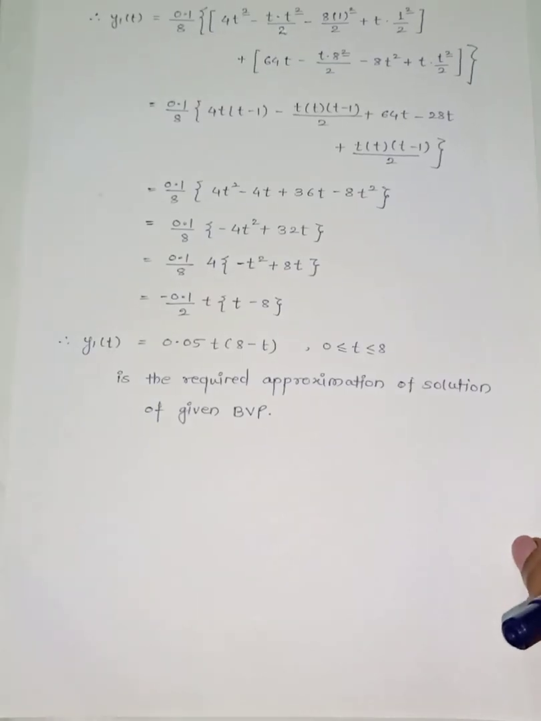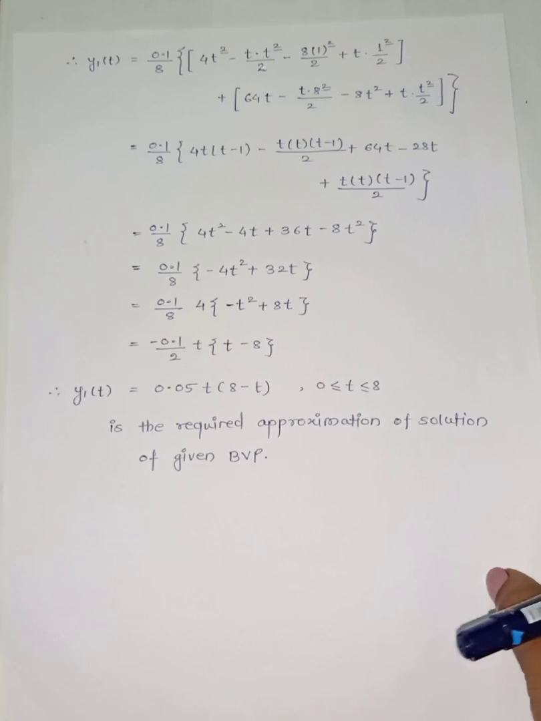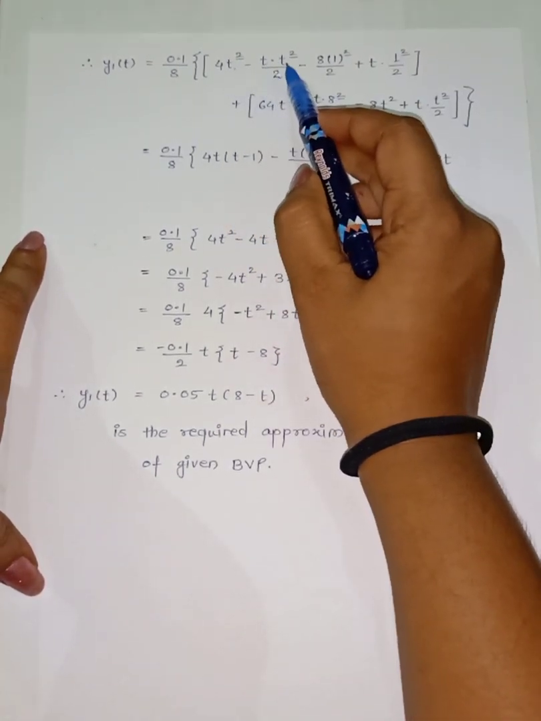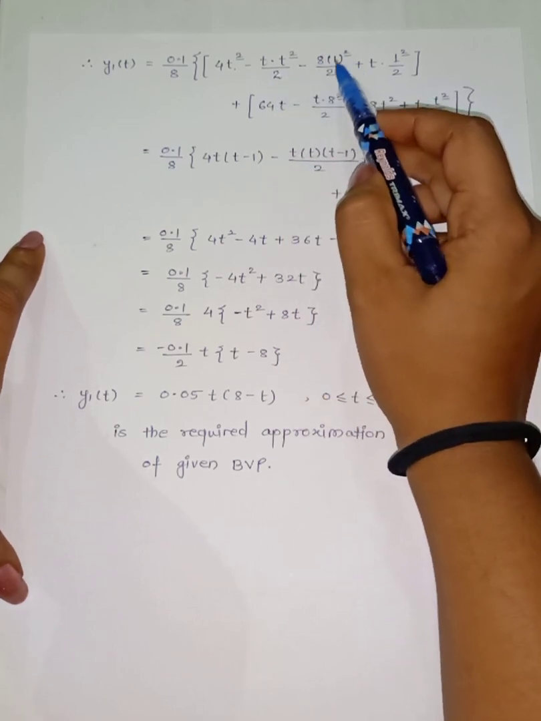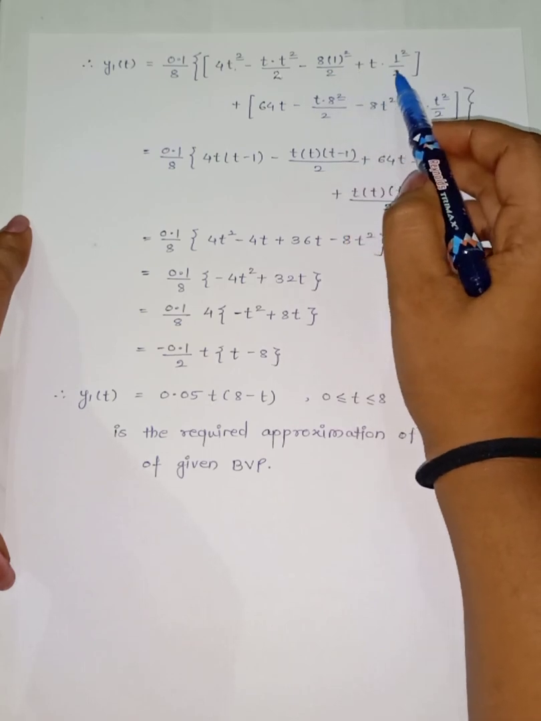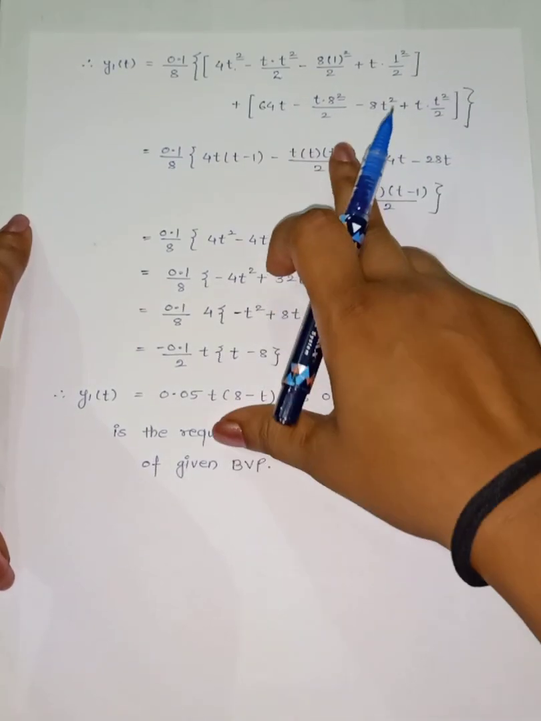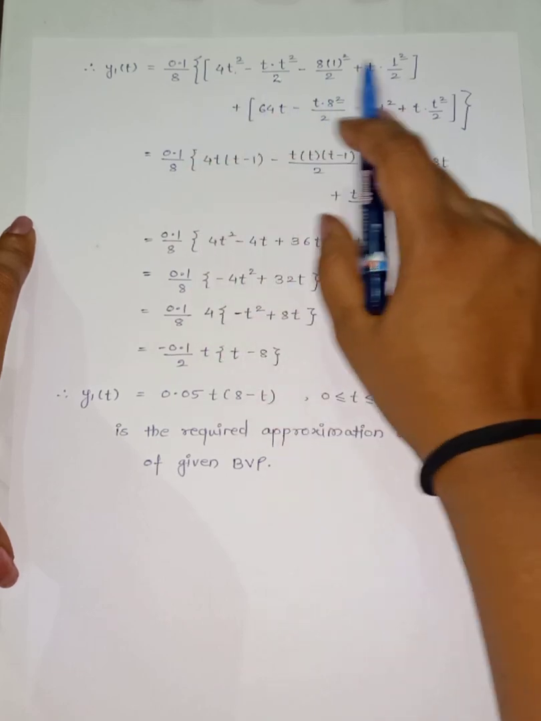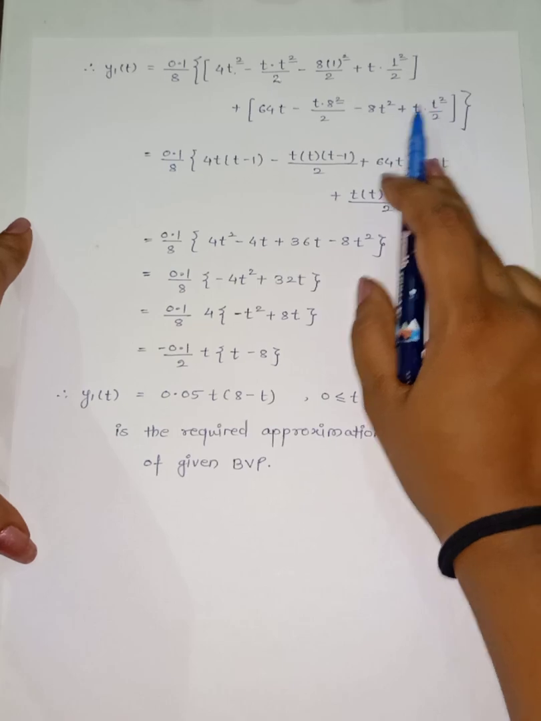So it will give us y1 of t equals 0.1 by 8 into 4 t to the power 2 factorial minus t into t to the power 2 factorial by 2 minus 8 into 1 to the power 2 factorial by 2 plus t into 1 to the power 2 factorial by 2. So this is the upper limit and this is the lower limit: in the first bracket we put the upper limit and lower limit, and in the second bracket also the upper limit and lower limit.